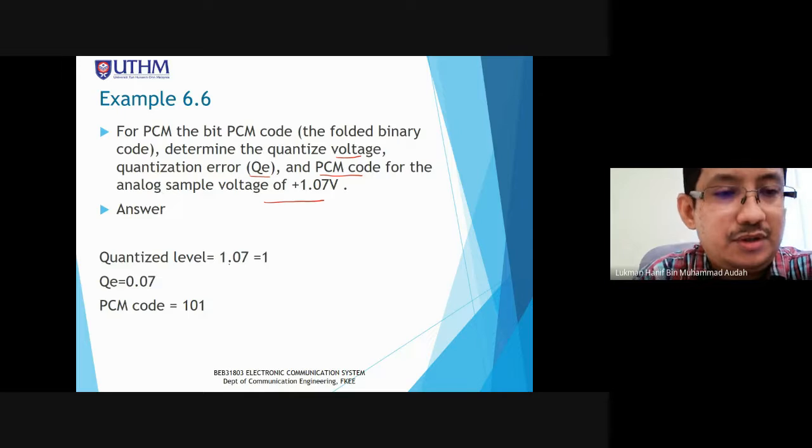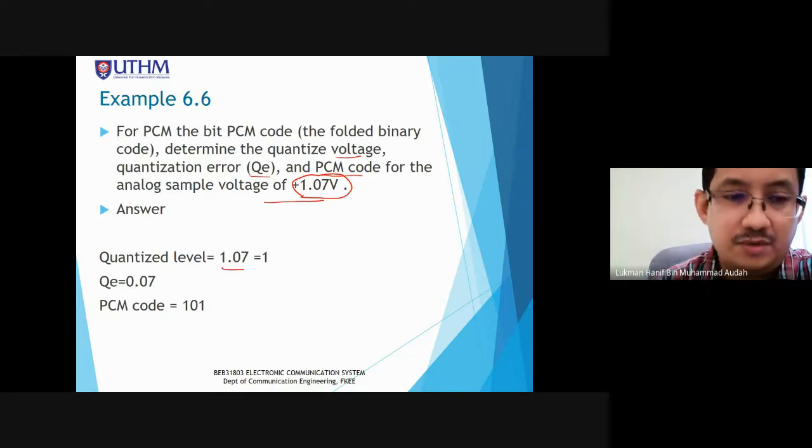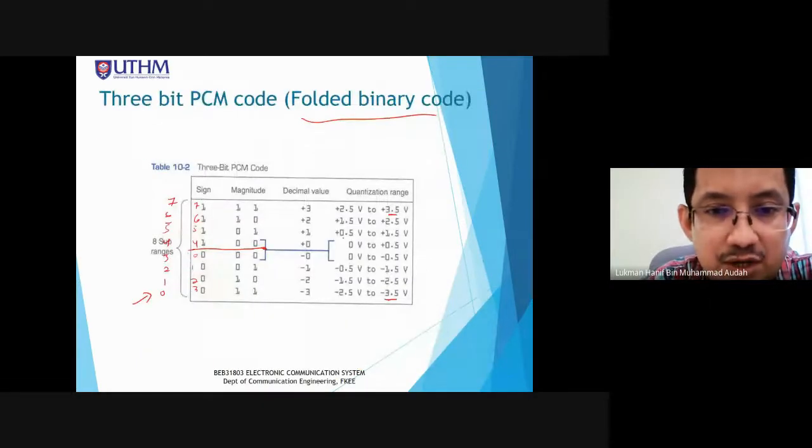Okay, so determine the quantized voltage, quantization error and also PCM code. Ada 3 soalan. Untuk sampelnya adalah positive 1.07 volt. So if you see from here 1.07, okay, 1.07 is somewhere over here.